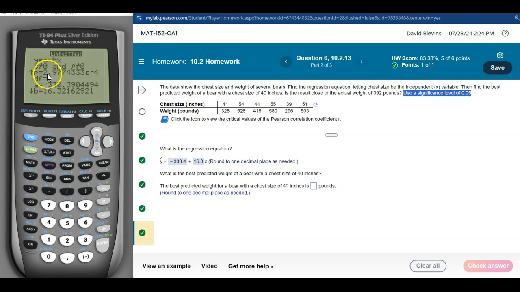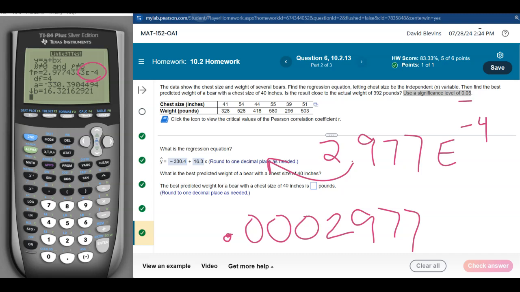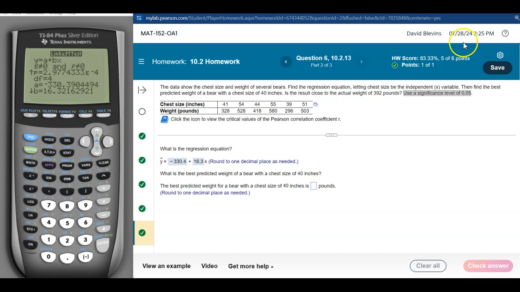You may look at that and say that's not smaller, but it's e negative 4. The 2.977, but e negative 4 means that decimal point is actually 4 places to the left, and that ends up being 0.000297. So it's in scientific notation. The p-value is so small that they're writing it in scientific notation. So when you see a p-value with an e to the negative 4, that means it's going to be smaller than any significance level that we choose. So what that means is I am going to use the regression line to come up with my estimations.